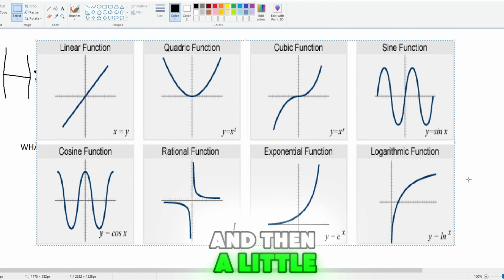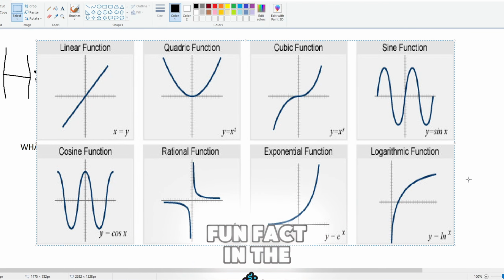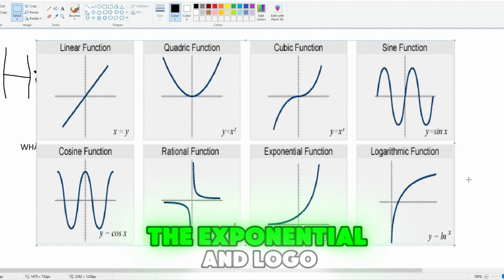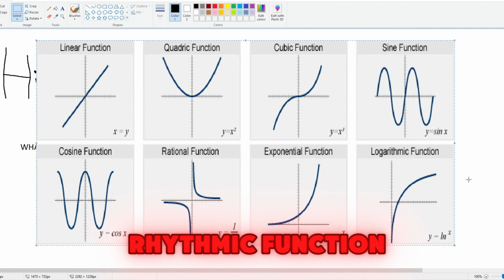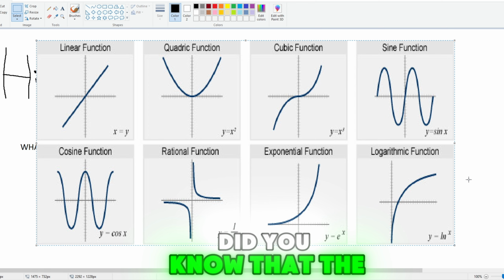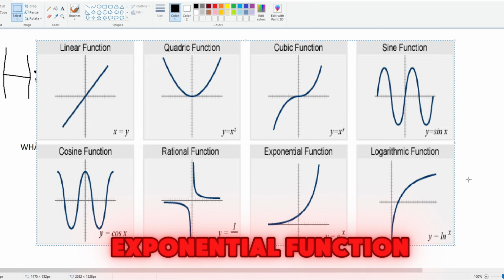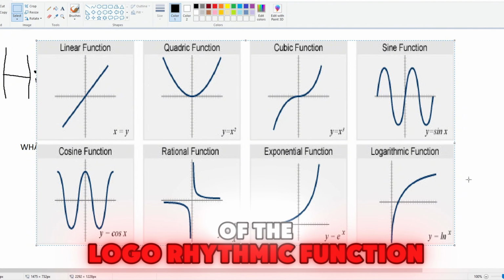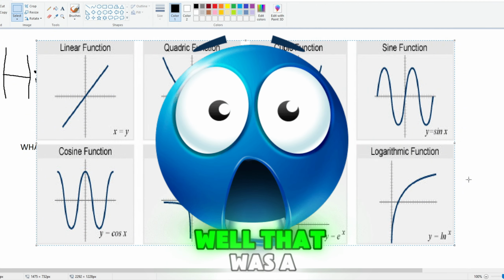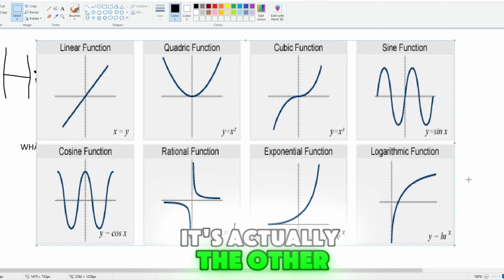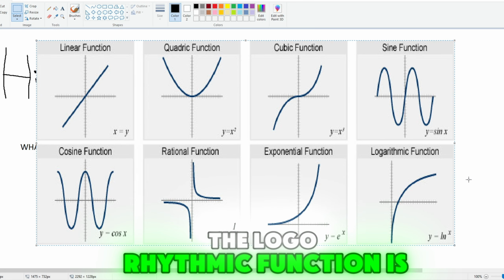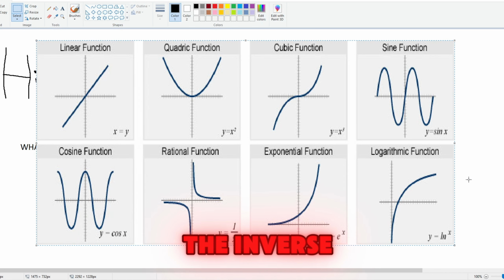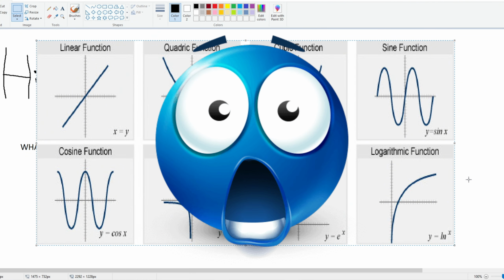And then a little fun fact in the last two: the exponential and logarithmic functions. Did you know that the exponential function is actually the inverse of the logarithmic function? Well, that was a trick question. It's actually the other way around. The logarithmic function is the inverse of the exponential function.